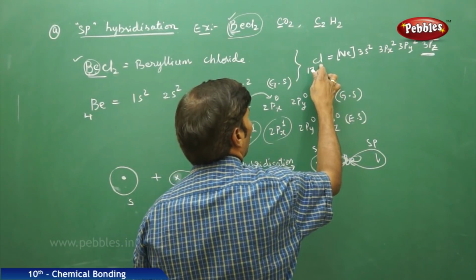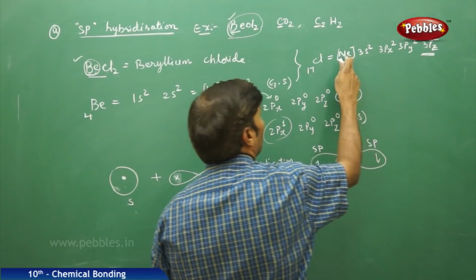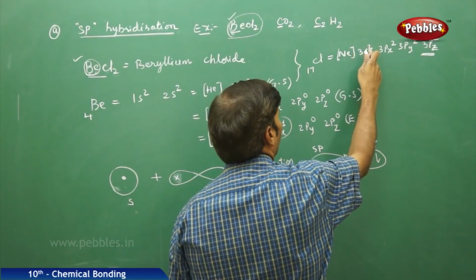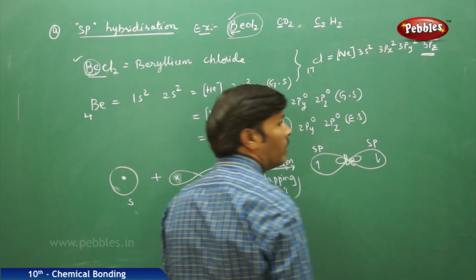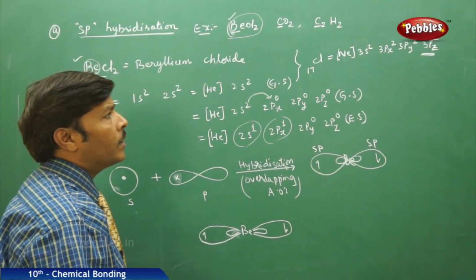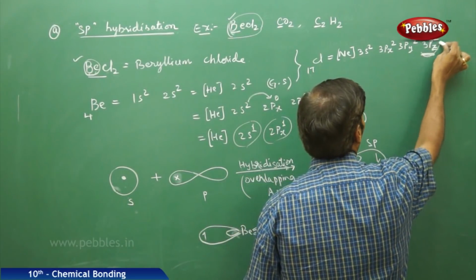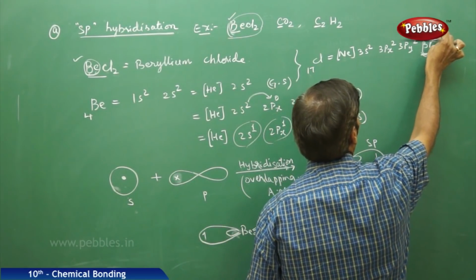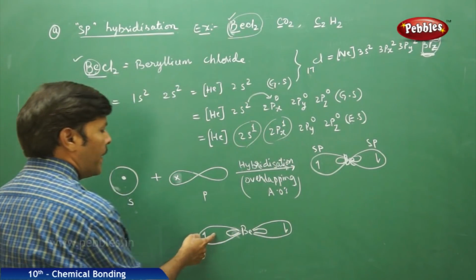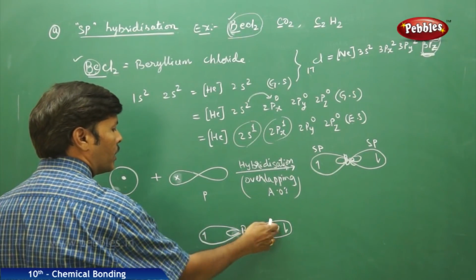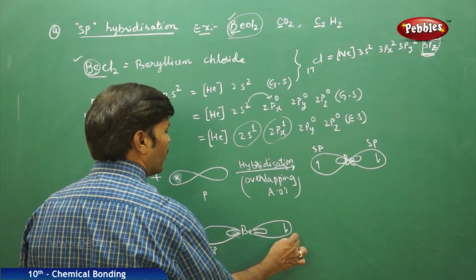If we count the total number of electrons in chlorine, atomic number is 17 electrons. The nearest noble gas configuration, neon, contains 10 electrons. 10 plus 2 is 12, 12 plus 2 is 14, 14 plus 2 is 16, 16 plus 1 is 17. The 17th electron of chlorine is present in the 3pz atomic orbital, and this 3p atomic orbital contains an unpaired electron. Because it contains an unpaired electron, it readily overlaps with the two sp hybrid orbitals of beryllium.